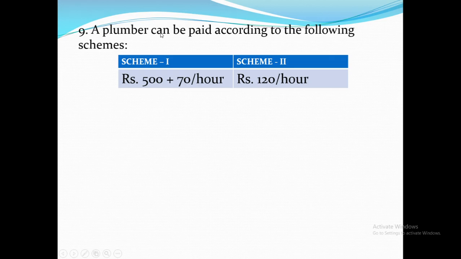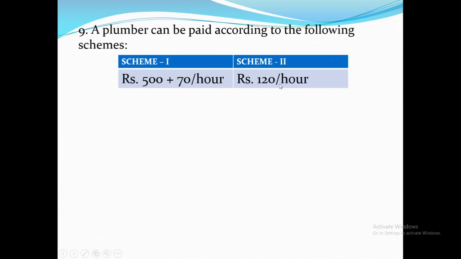A plumber can be paid according to the following scheme. There are two schemes, scheme 1 and scheme 2. First scheme, the plumber will be given rupees 500 plus 70 rupees per hour. Suppose he is working for 1 hour, he will be getting 70 for that hour. So initial amount 500, so 500 plus 70 is 570. Can you understand? Suppose he is working for 2 hours, 70 into 2 is 140, plus that 500 amount will be given in the first scheme if he chooses the first scheme.